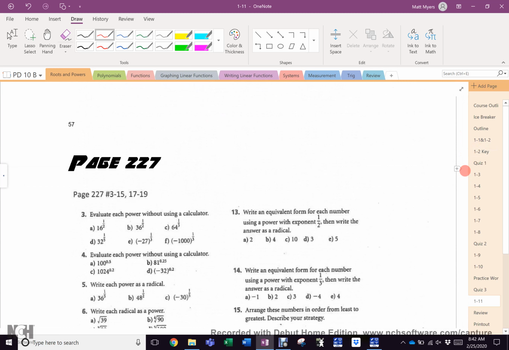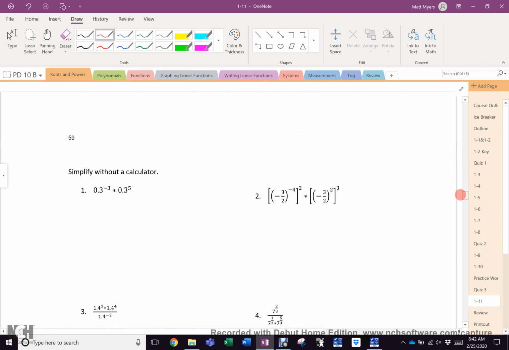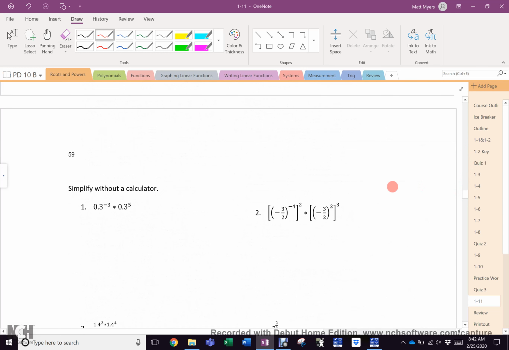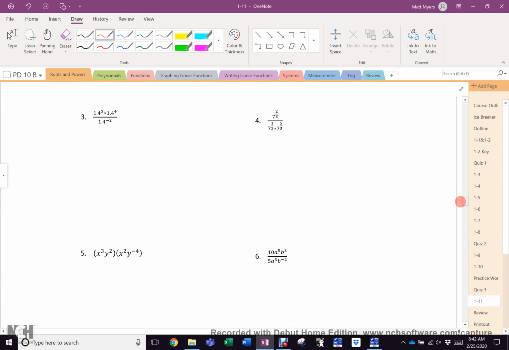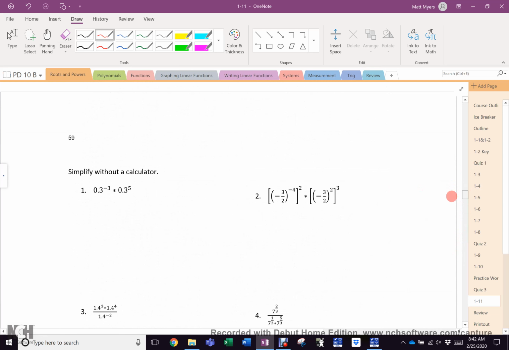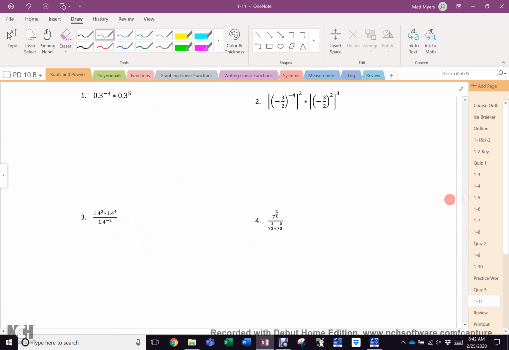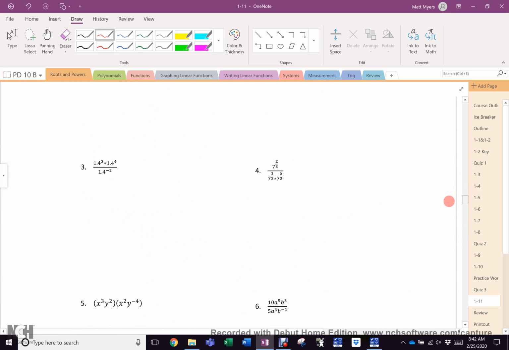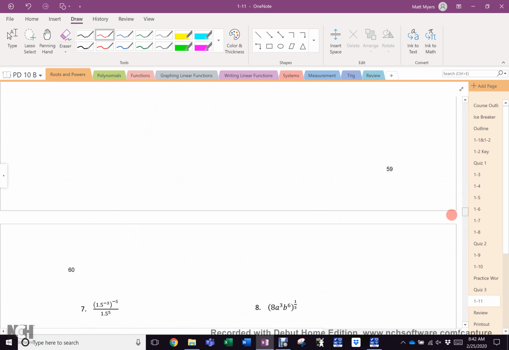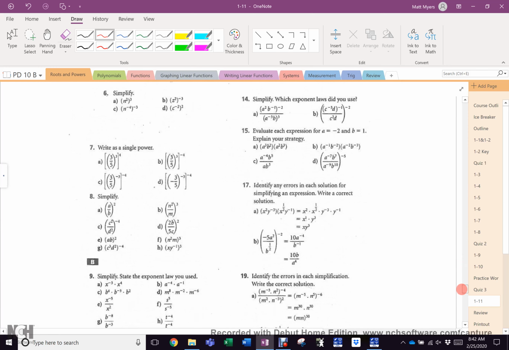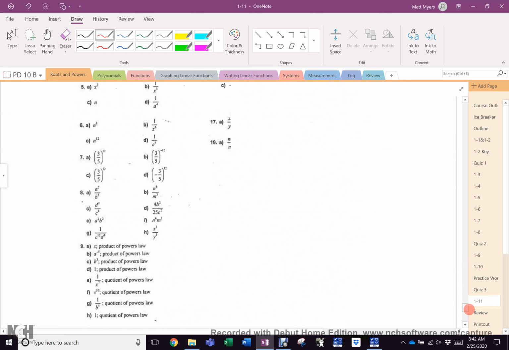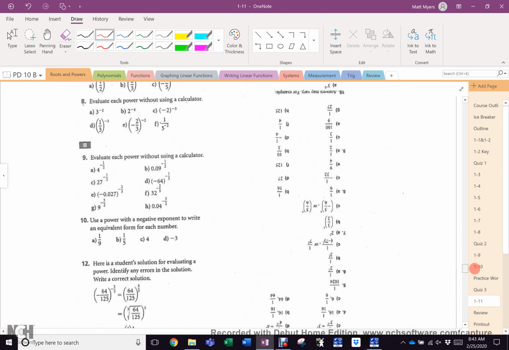Now, the next page, you will notice, starts putting everything together. 59 and 60 and 61 are review that we are going to do together. All right? We will start that. Today is Tuesday. We will do that tomorrow. And then you will notice 62 and 63 have a crap ton more exponent practice.